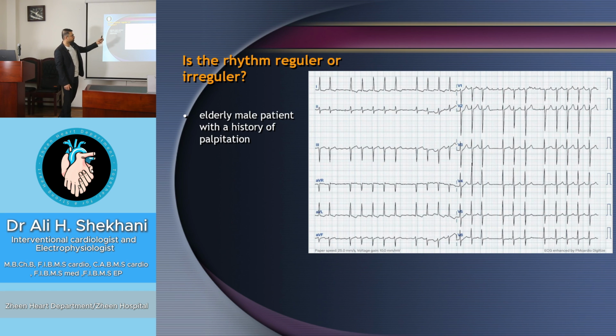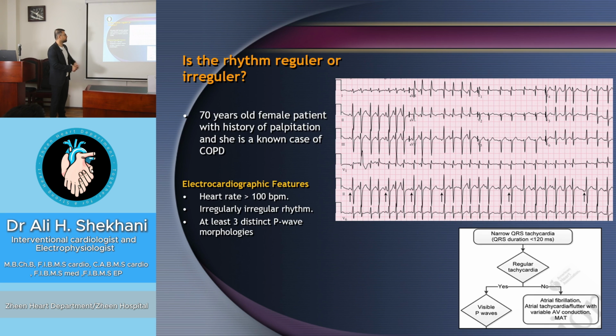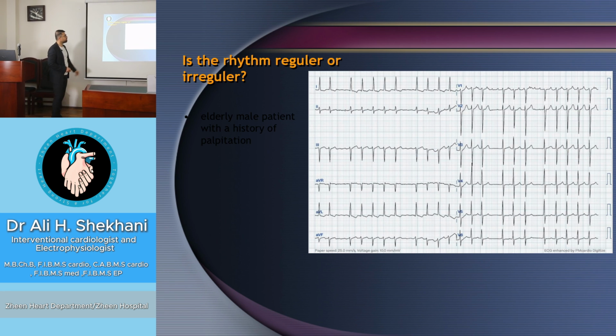What is the difference between this ECG and the previous one I showed you the slide before? The difference is just in the P wave. We have 3 morphologies of the P wave in the previous one. However, in this ECG, single morphology P wave. So this is atrial tachycardia, or sometimes maybe atrial flutter with variable AV block.